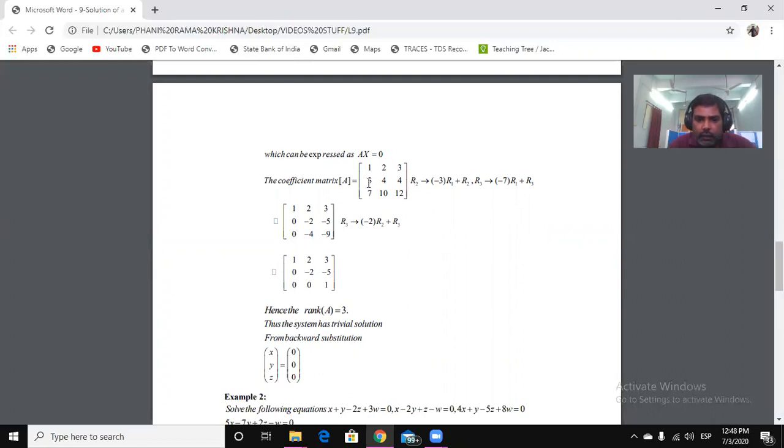So this is the row 2 element, this is the row 3 element. Do both operations at the same time, don't do it separately. It is a waste of time for us. So R2 tends to R2 minus 3R1, R3 tends to R3 minus 7R1. As I told you, the syntax is: where the diagonal element exists, we should take the help of that row. So by using this operation, the matrix reduced like this.